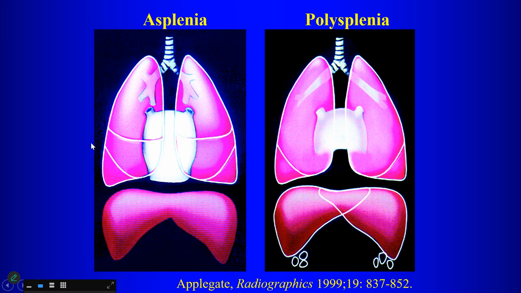So with asplenia, you might have a symmetric midline kind of appearing liver. With asplenia, we say bilateral right-sidedness. You tend to have bilateral trilobe lungs. Okay. With polysplenia, you have multiple spleens. You tend to have bilateral bilobe lungs, bilateral left-sidedness. And the atria tend to have right atrial morphology on both sides in asplenia, and bilateral left atrial morphology on both sides in polysplenia.